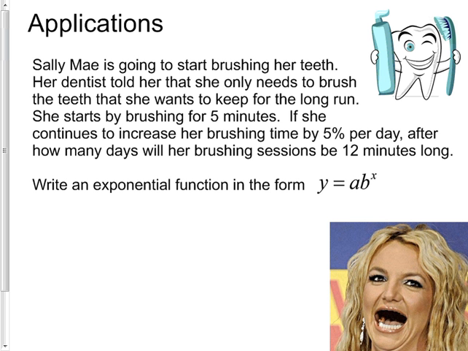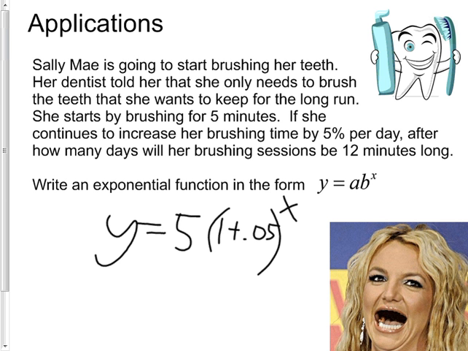All right, so what do we do? Well, first of all, you can make a y equals a b to the x equation for it. What's a always? The starting amount. I always start with 5, so I can do that. That's easy enough. And I always then try to figure out b. Well, I've got the 5%. That's easy enough. 1 plus 0.05. Do you agree? Okay.